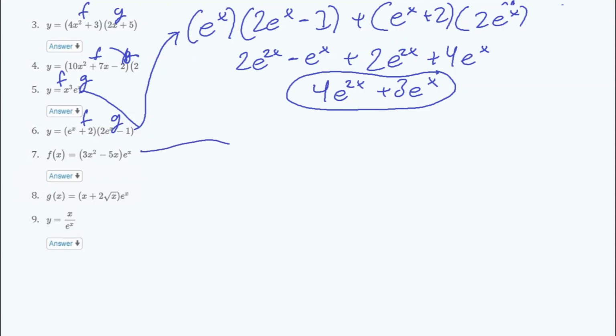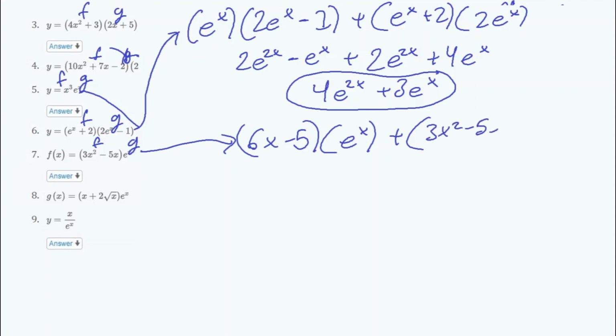Now let's take a look at number 7. So number 7, we're also going to use the product rule. So this in the parentheses is going to be our f. e^x is going to be our g. So f prime is going to be 6x minus 5, multiplied by g, which is e to the power of x, plus f, which is 3x squared minus 5x, multiplied by g prime, which is e to the power of x.